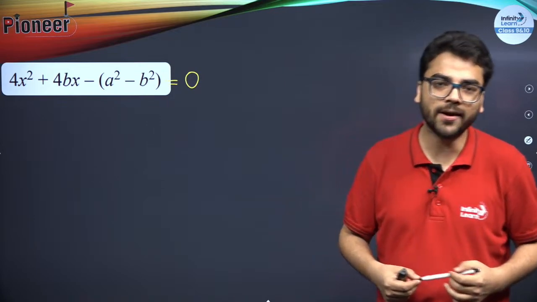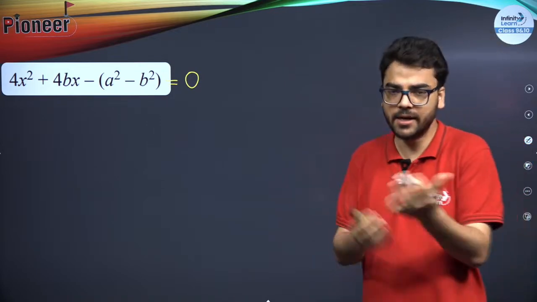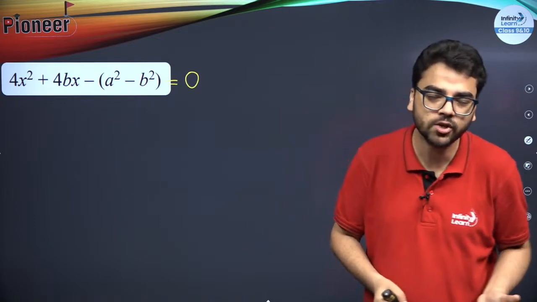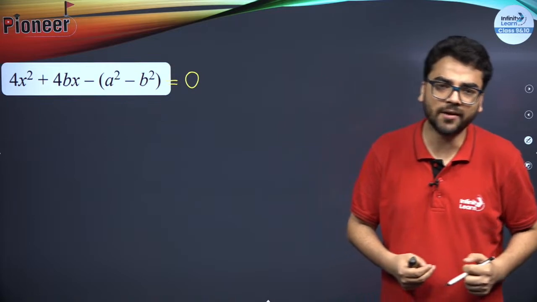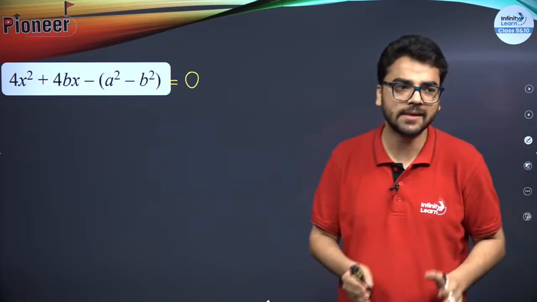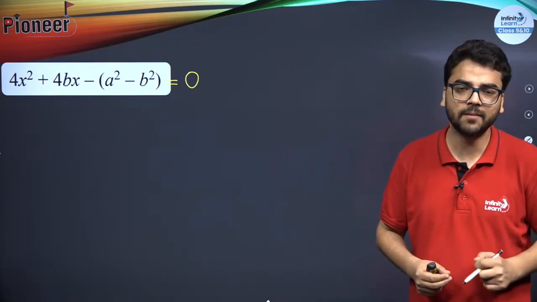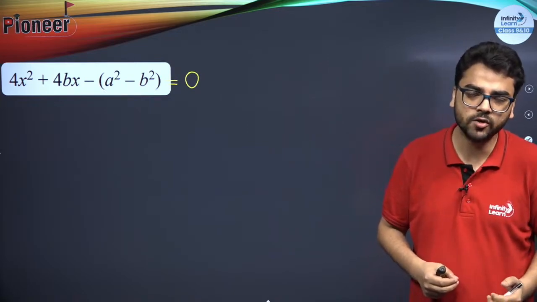So basically for quadratic polynomials or quadratic equations, every time you don't need to use the middle term splitting to factorize, right? Many a times identities are also used. Hello Nikleshwar, welcome to this session. Identities are also used many a times.